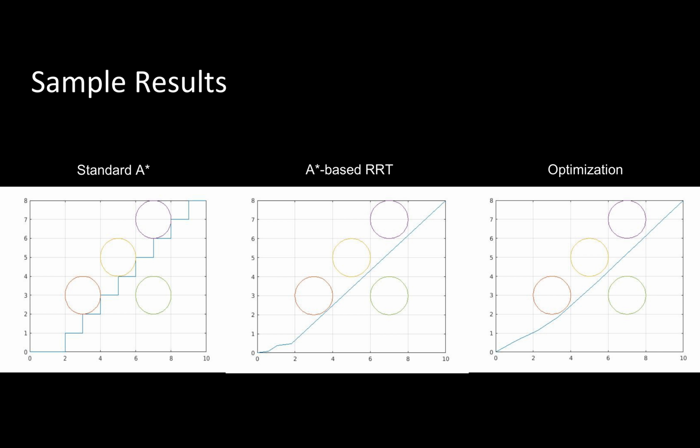Due to the restriction of time, there are just three sample results that I want to show you. The leftmost diagram is for the standard A star. As you know, it's not very good because the restriction that we put on the A star is that the path has to stick with the grid. Well, the right two diagrams that we calculate using the A star-based RRT and optimization-based algorithm can obtain similar results.